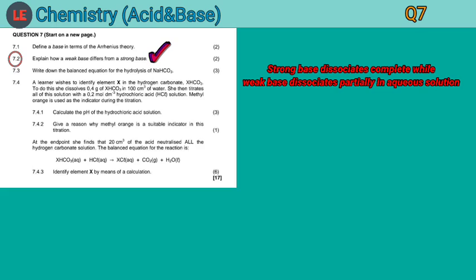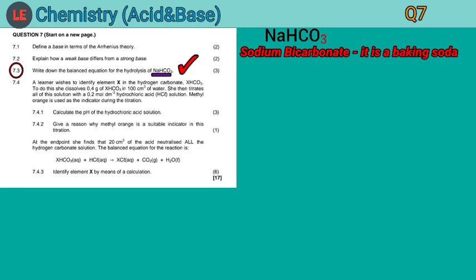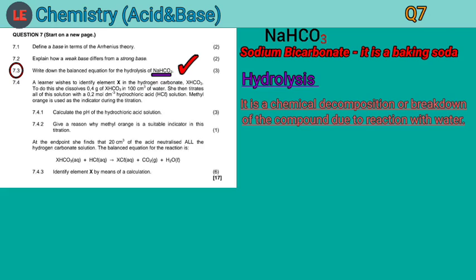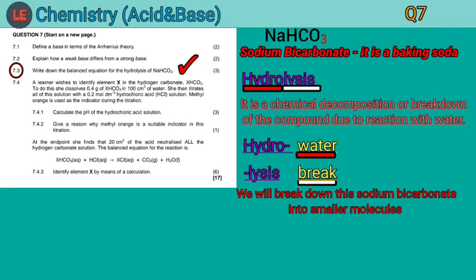We are given this substance NaHCO3, which is named sodium bicarbonate. It is baking soda. The instruction given is to write the balanced equation for the hydrolysis of this sodium bicarbonate. Let us first understand the meaning of the word hydrolysis. In simple explanation, it is a chemical decomposition or breakdown of a compound due to reaction with water. So, this prefix means water, and this suffix means to break.